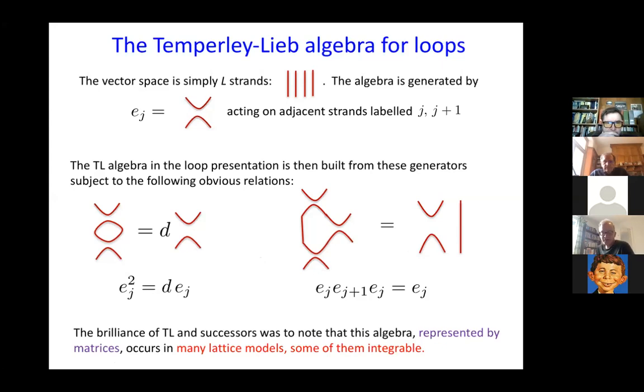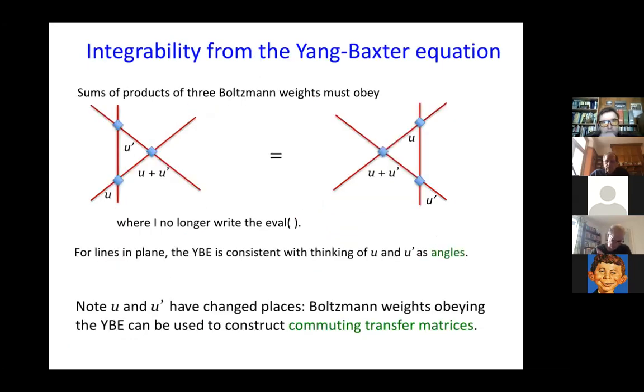Why this algebra is so important for people doing statistical mechanics is that this same algebra occurs all over the place, and many of the models are integrable. I'll say a little bit more about what integrability is later on. So this algebra occurs in lots of models, not just this geometric model. Before getting to the other kinds of models, though, I want to say something about integrability.